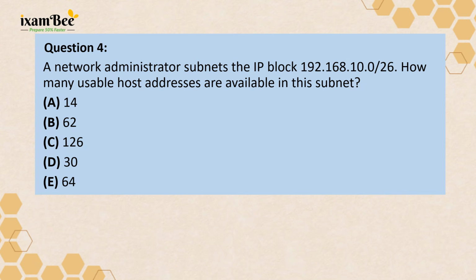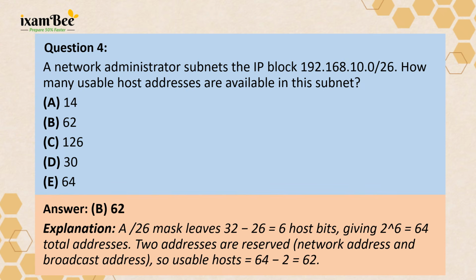Now come to question 4. A network administrator subnets the IP block 192.168.10.0/26. How many usable host addresses are available in this subnet? A /26 mask leaves 32 minus 26, or 6, host bits. That gives us 2 to the power of 6, which is 64 total addresses in this subnet. But 2 of those are always reserved, one for the network address and one for the broadcast address. So we subtract 2, leaving 62 usable host addresses. Hence here the correct answer is option B, which is 62.